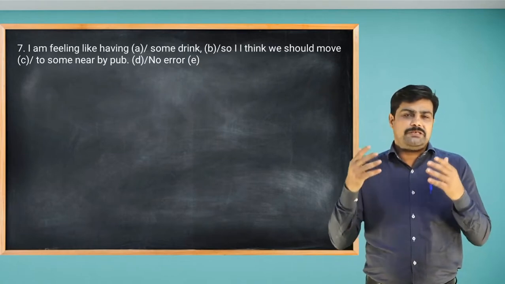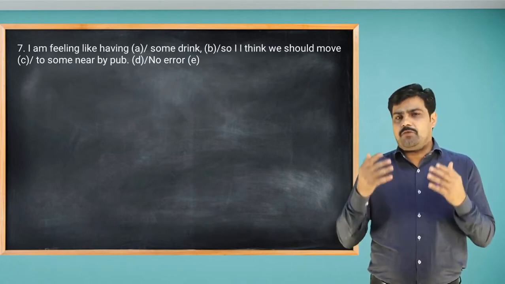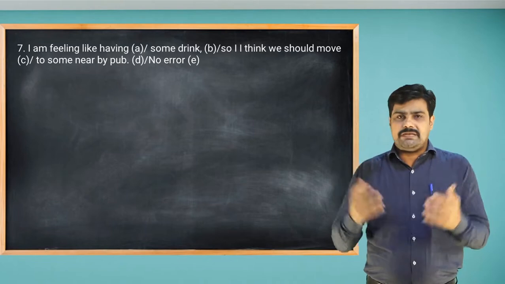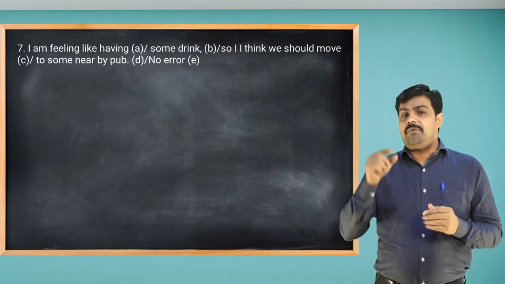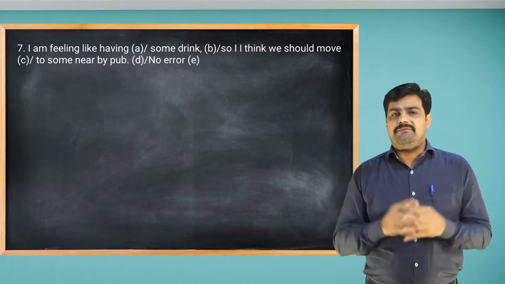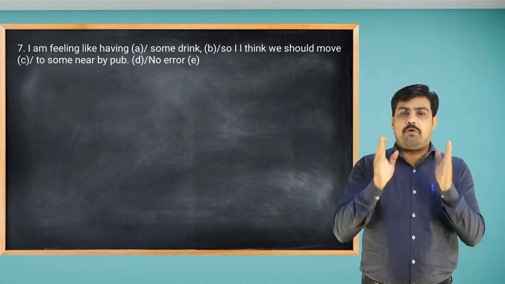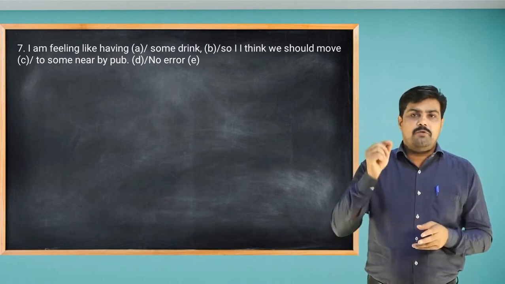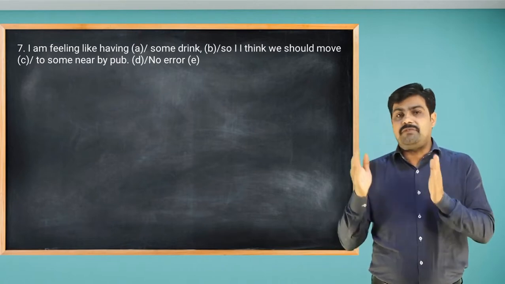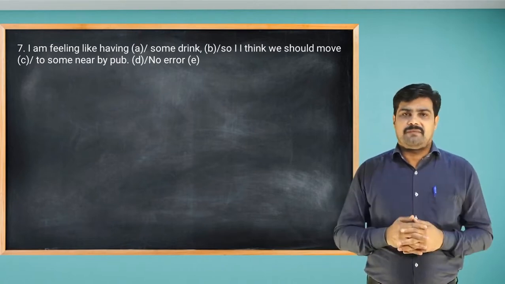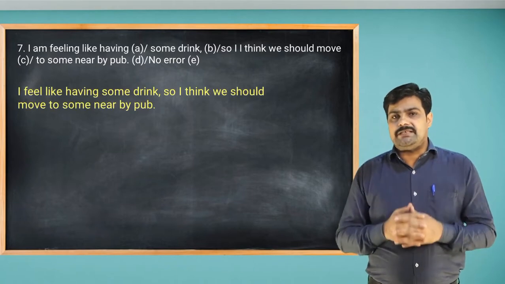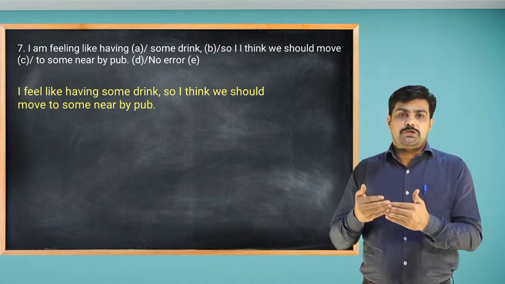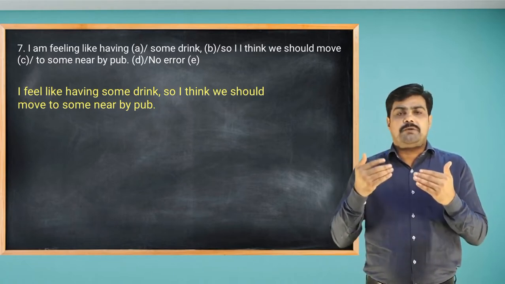Now let's take another sentence. I'm feeling like having some drink. So I think we should move to some nearby pub. Well, part A of this sentence is wrong because the verb feel is used in indefinite tense if it is used for mental urge or any impression. So remove am and use first form of the verb, that is feel, in part A. Now see the correct sentence. I feel like having some drink, so I think we should move to some nearby pub.